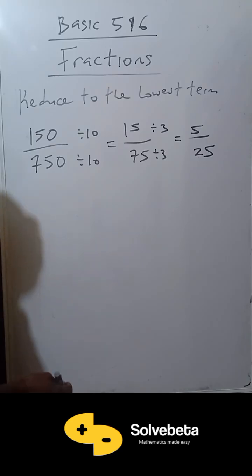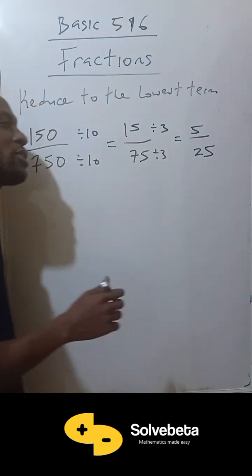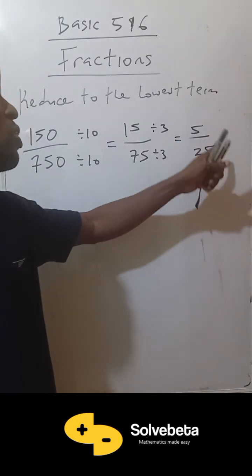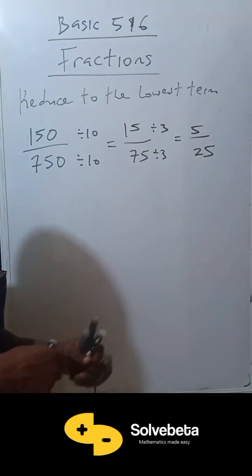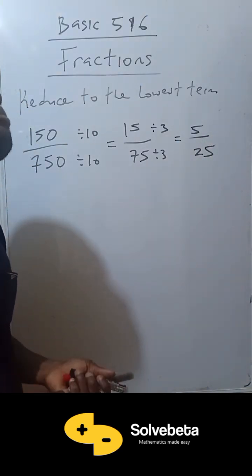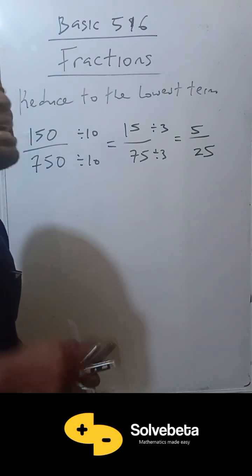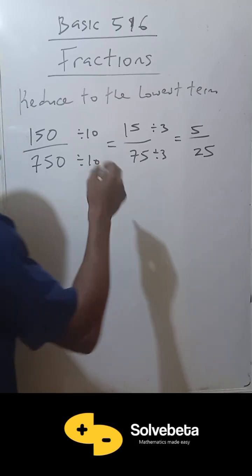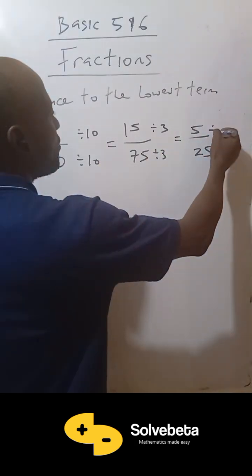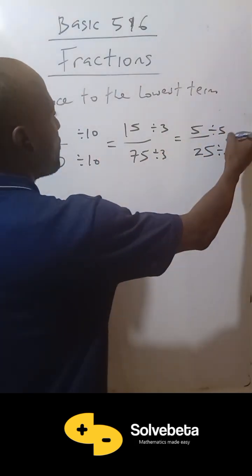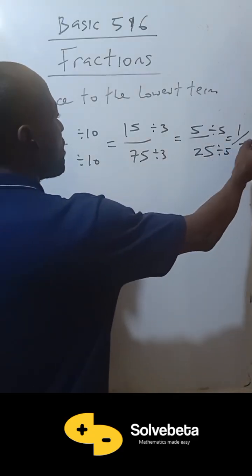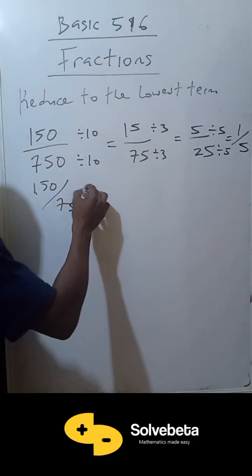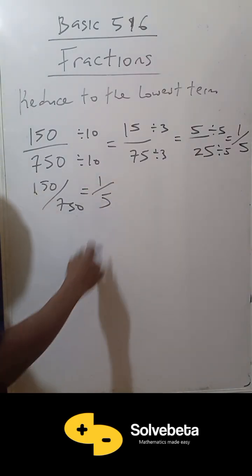25. So what can divide 5 that can also divide 25? Please take note that it must be the same number that will divide the numerator and the denominator. Don't use a different number. As long as you are reducing to the lowest term, the same number must divide both. So 5 can divide this. 5 divided by 5 is 1. 25 divided by 5 is what? 5. So 150 over 750 is equivalent to 1 over 5.